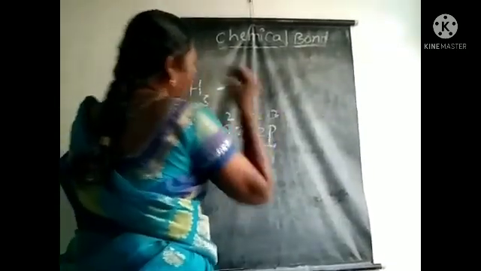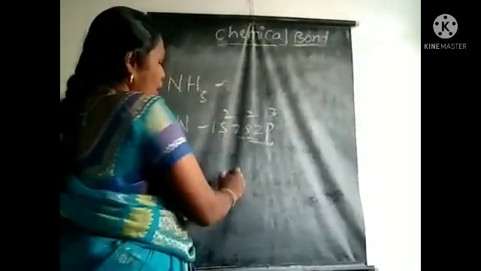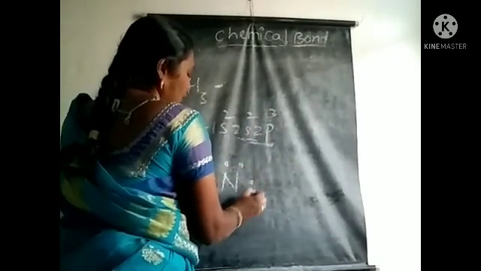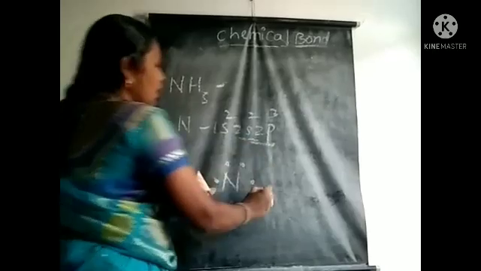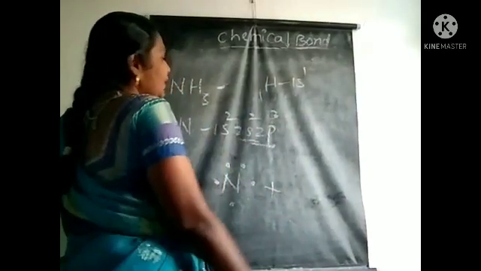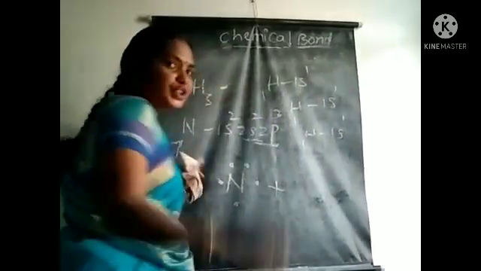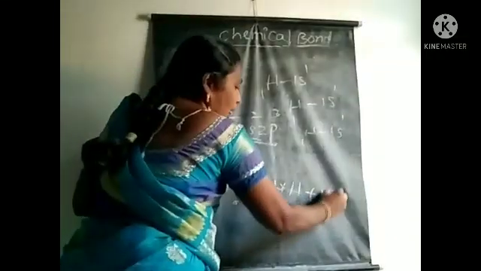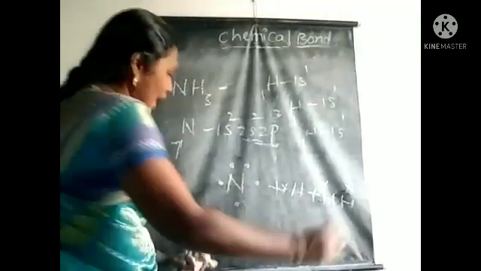Here there are 5 electrons in the outermost shell. Nitrogen electrons 1, 2, 3, 4, 5. Here hydrogen 1s1. The electronic configuration of hydrogen is 1s1. Here 3 hydrogens are there. Each hydrogen contains 1 electron in the outermost shell. Here one hydrogen, another hydrogen and another hydrogen. Then bond formation is like that.